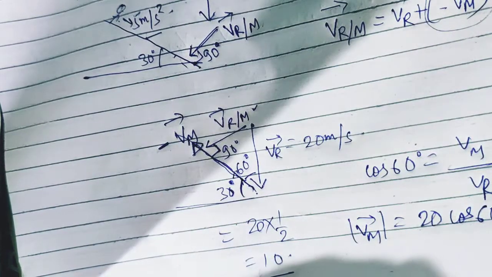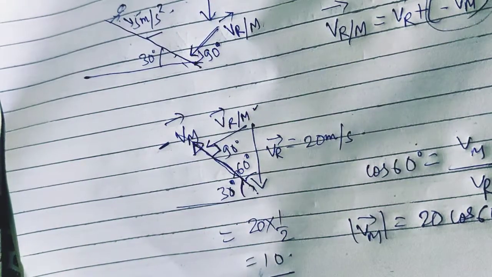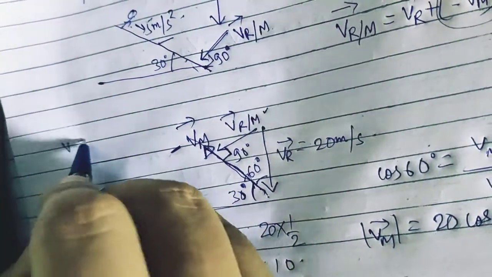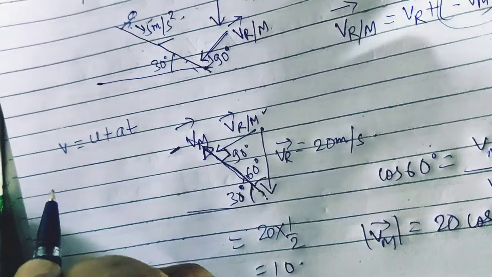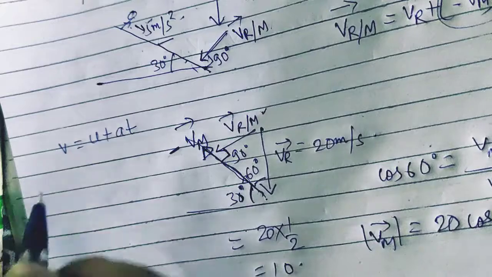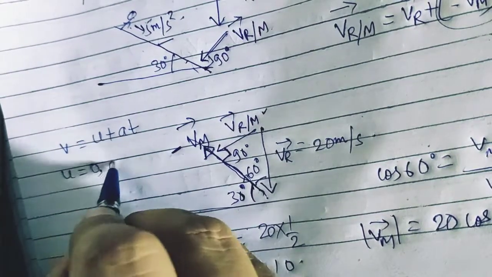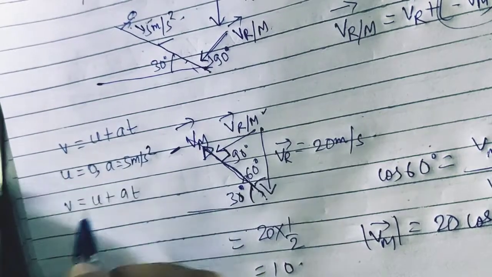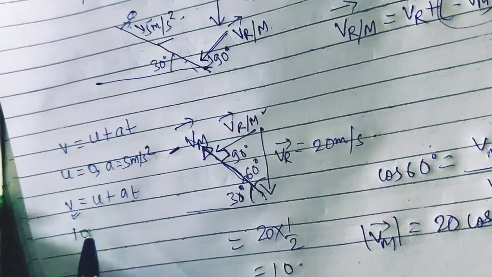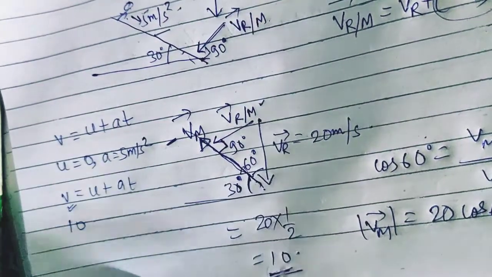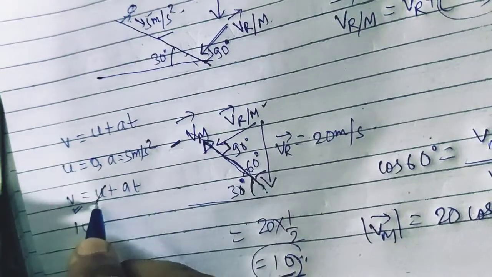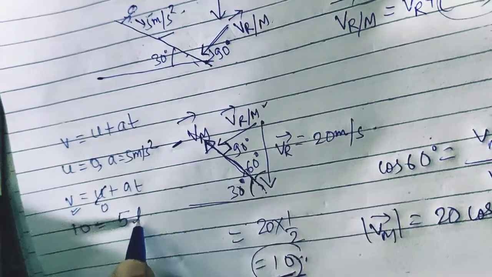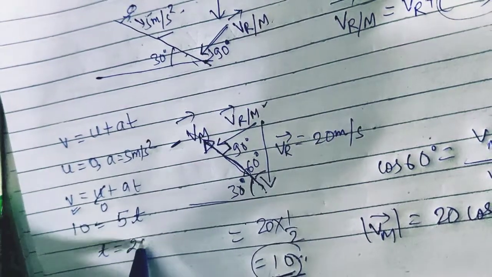Okay, now you have to find after what time it appears to the boy that rain is falling on the incline perpendicularly. For that you have to use V equals U plus AT. We know that the boy is starting from rest, so U is 0. Acceleration is 5 meter per second square, and V is this 10, the value we just found. So 10 equals 0 plus 5 times T, and the answer is 2 seconds.